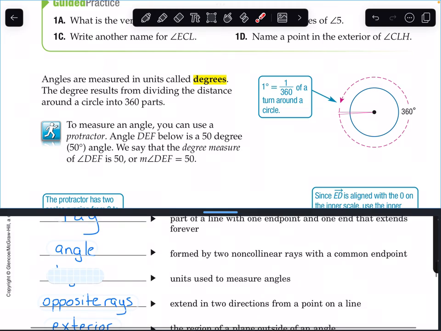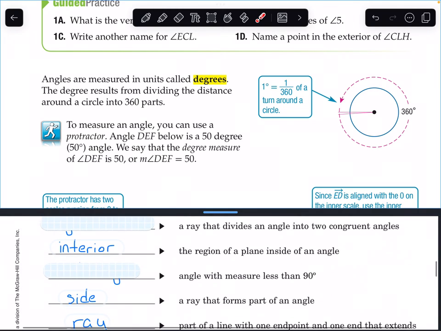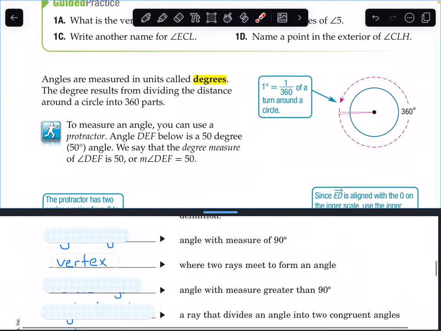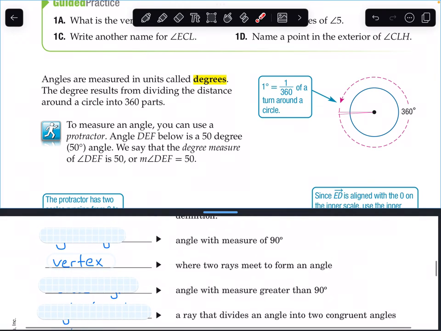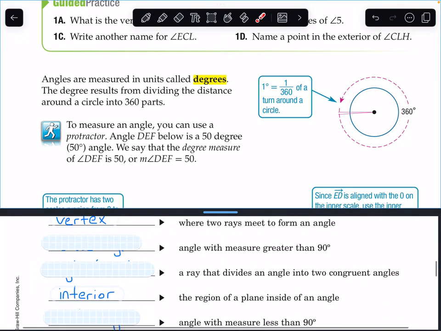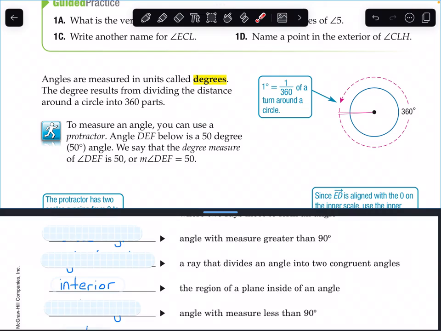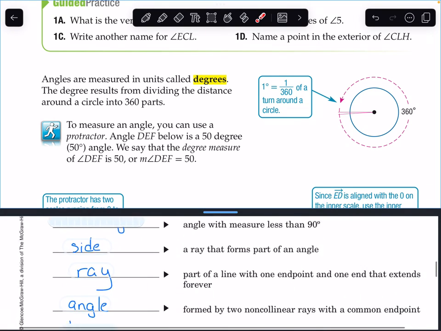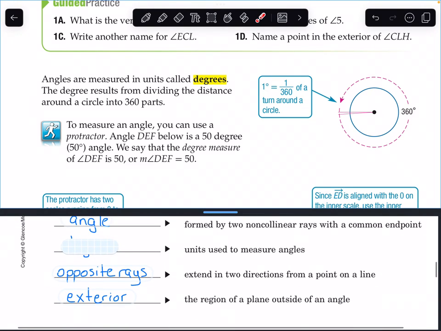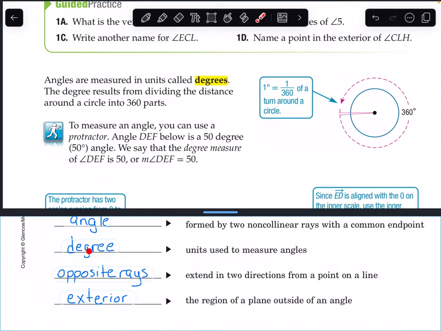Okay, degree, unit of angle measure. I see degrees in the definitions. Ray that divides an angle with measure... Here we go, I had it the whole time. Units used to measure angles: degrees.